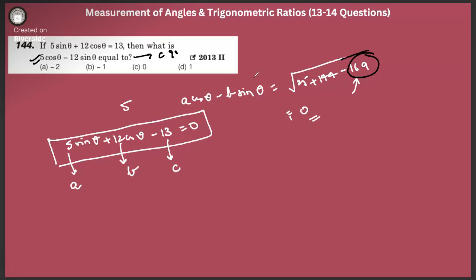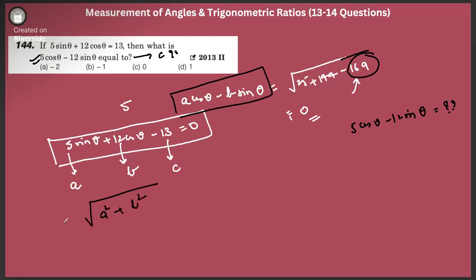So from the above equation, what are we trying to find? We have to find out the value of 5 cos theta minus 12 sine theta. What is the value of this? That's what we need to find. Sir, when a sine theta plus b cos theta is at maximum value, this formula comes into play. Yes, the maximum value is root of a square plus b square in positive, and the minimum value is minus root of a square plus b square, right? Yes, sir.